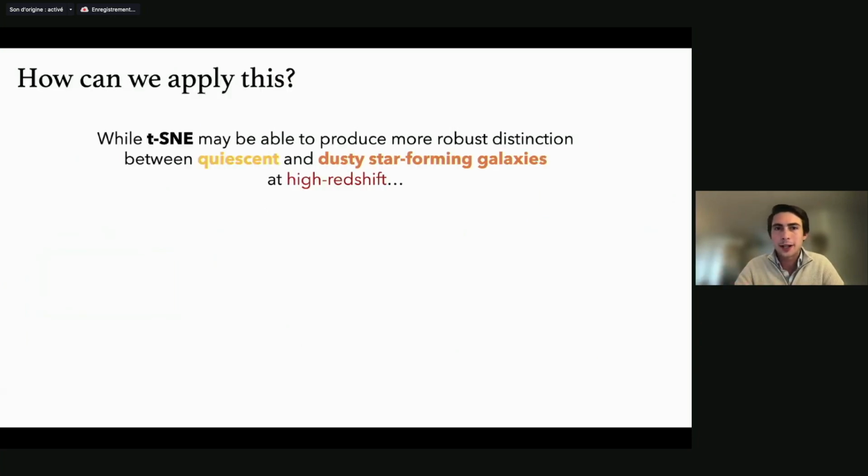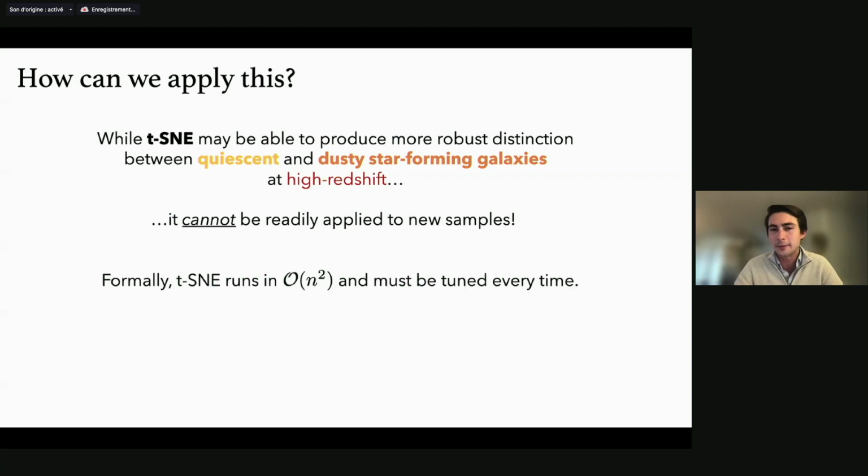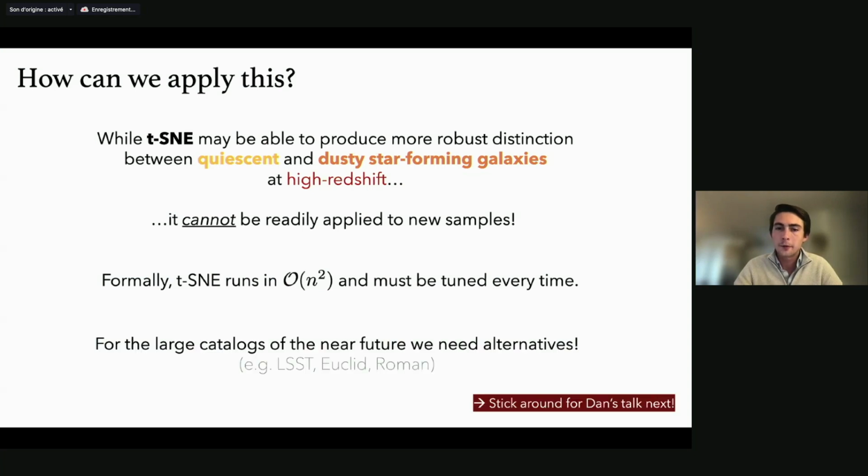However, of course, the question that we've all been asking is how can we apply these methods? So while t-SNE may be able to produce a more robust distinction between quiescent and dusty star-forming galaxies, especially at high redshift where that gain is higher, it cannot readily be applied to new samples. This is a fundamental limitation because formally t-SNE scales with the square of your data set, and it has to be tuned every time. So even if we want to take a single new galaxy, we'd have to retrain and retune the t-SNE map. So this is clearly not going to be appropriate for the coming era of large catalogs from, say, LSST, Euclid, Roman, et cetera. So we need alternatives, and I think Dan, who's speaking after me, will have something to say about that.